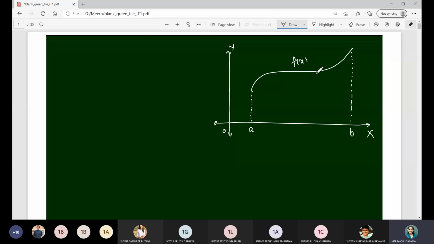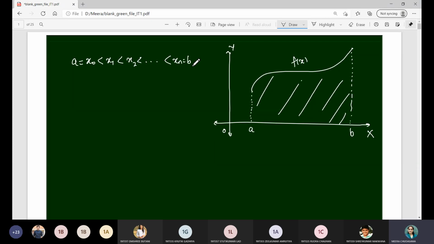If you want to find the area under this curve, what you have done is, first of all, you have taken a partition: the initial point x0, x1, x2, and so on, up to xn, which is B. This point is x0, this point is xn, likewise this is x1, x2, and somewhere over here is xn minus 1, and so on. So likewise you have considered the partition.